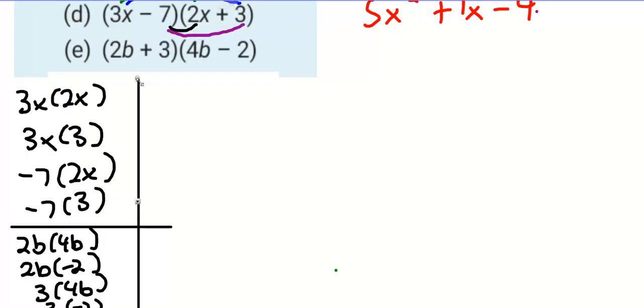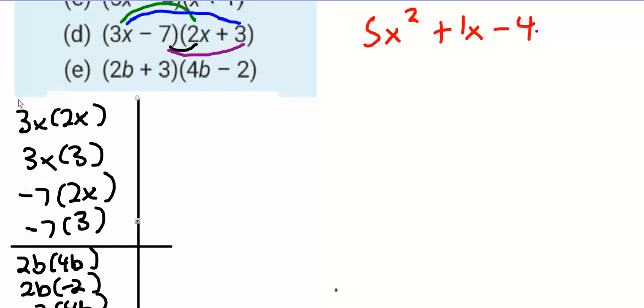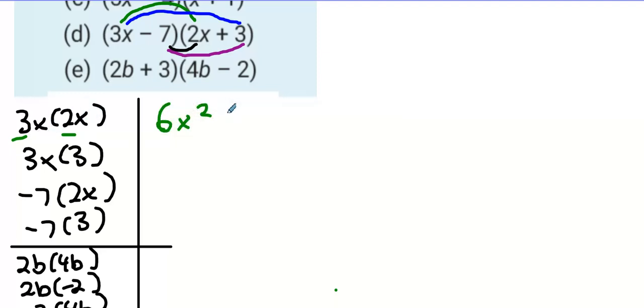Everybody see question D? I'll actually go for JM in the corner. Okay, JM. What's the green one? 3x by 2x. Because we're multiplying 3x by 2x, and what do you say, 6x squared? 3 by 2 is 6. You see 2 x's, don't you? Make sure x squared. Good man. Okay, what's the blue one then? 3x multiplied by 3, 9x. Good job.